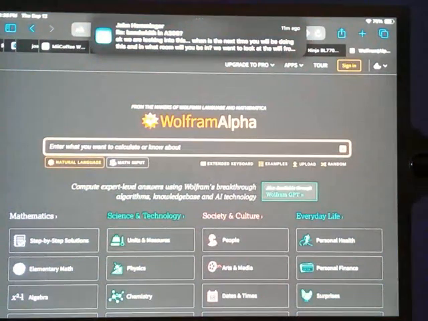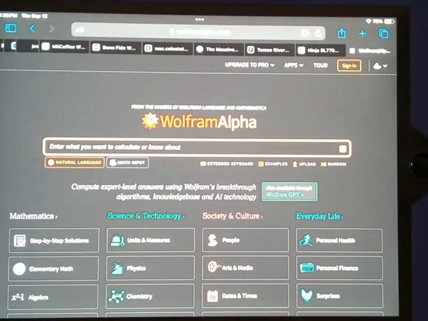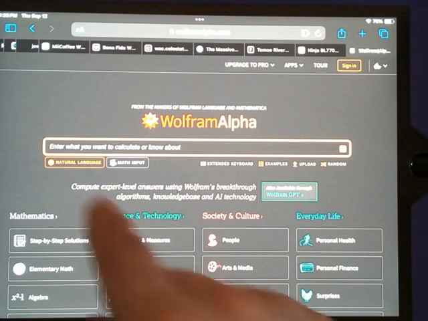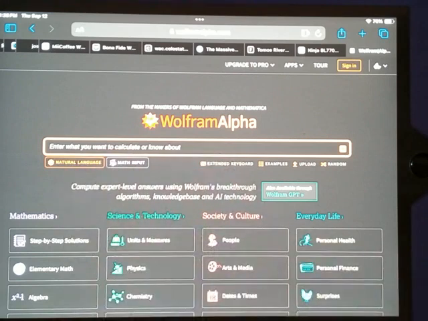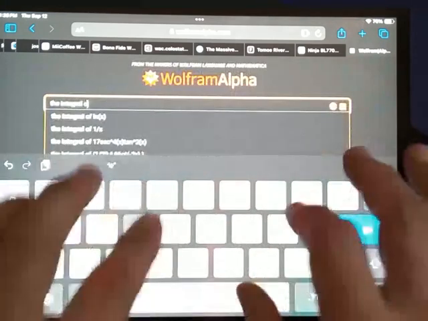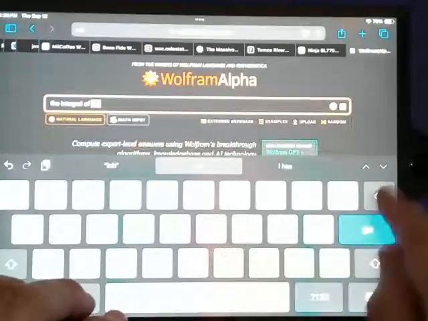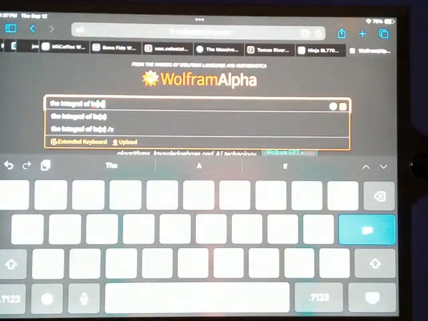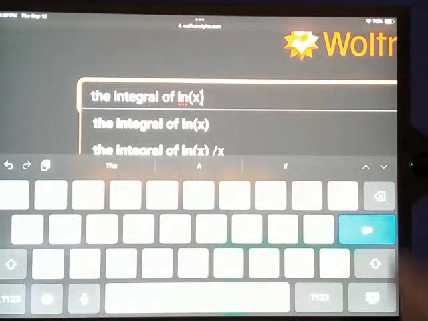Wolfram Alpha. This particular website is now free, and this does what Wolfram's software does, at least most of it. But what's interesting is it says, enter here what you want to calculate or know. You could write in English. The integral of ln of x, which we had to do with integration by parts. Enter.